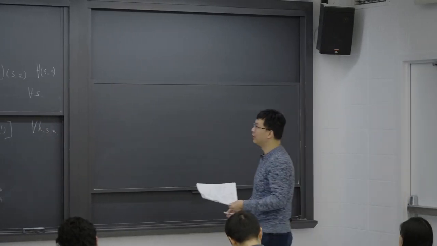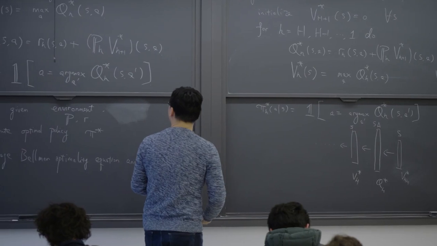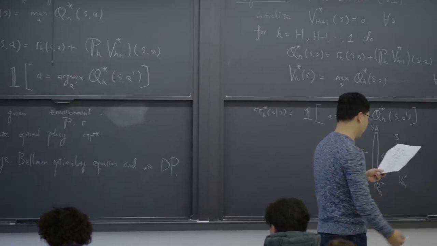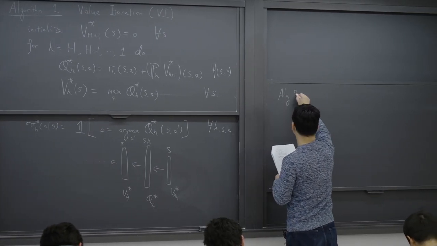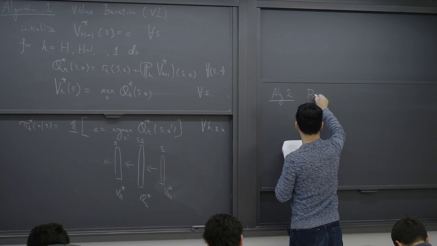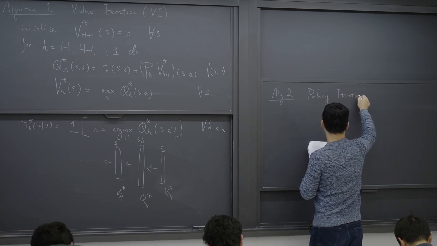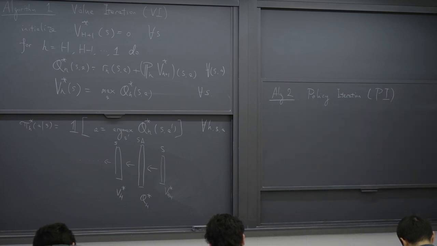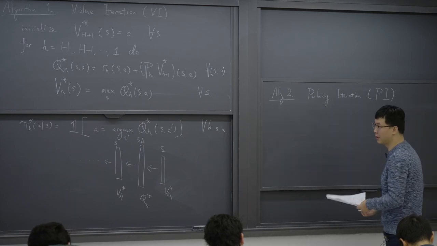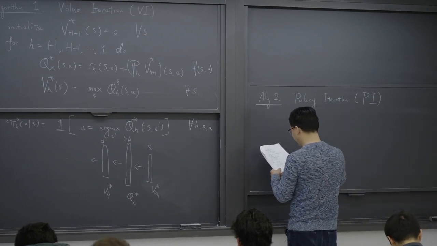For some historical reasons, I will also introduce another planning algorithm, which does not leverage the Bellman optimality equation, but only uses the Bellman equation. That is the second algorithm, called policy iteration. In general, you can have a lot of different planning algorithms, but I think those two are the most commonly described in intro textbooks.